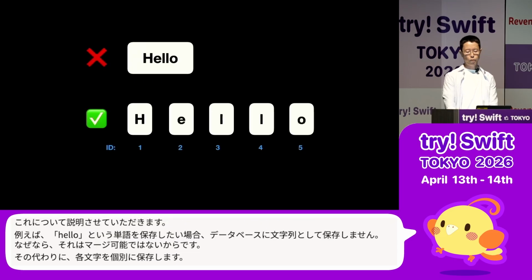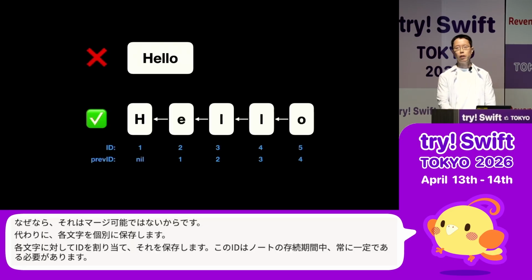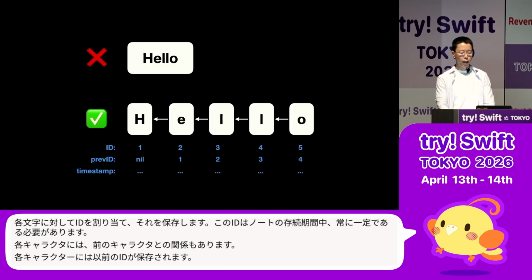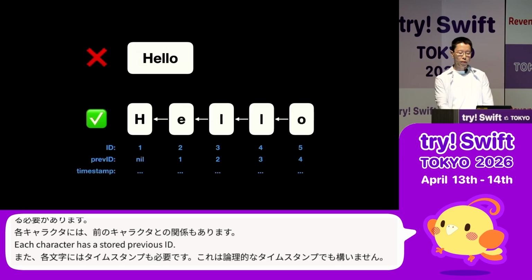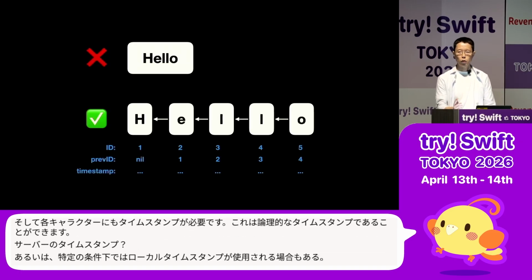For each character, you assign an ID and store it. And this ID must remain constant for the lifetime of the note. Each character also has a relationship to the previous character. So the previous ID is stored for each character. And each character should also have a timestamp. This can be a logical timestamp, a server timestamp, or maybe even a local timestamp under certain conditions. And really, that's all you need to make this data mergeable.